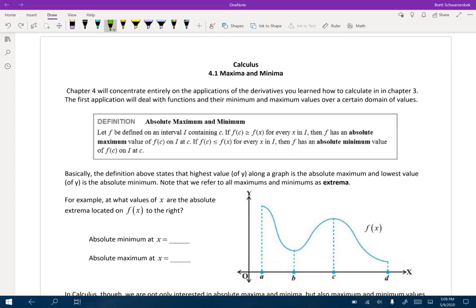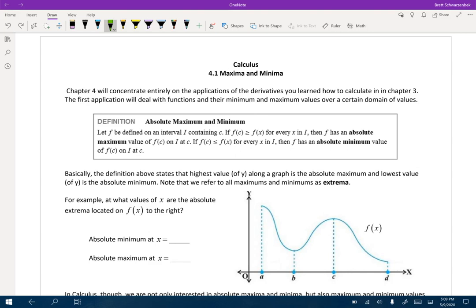This is the 4-1 notes for Calculus 1. In the previous chapter, the main focus was on learning how to find derivatives for various types of functions, as well as rules that you apply in certain scenarios for finding derivatives.